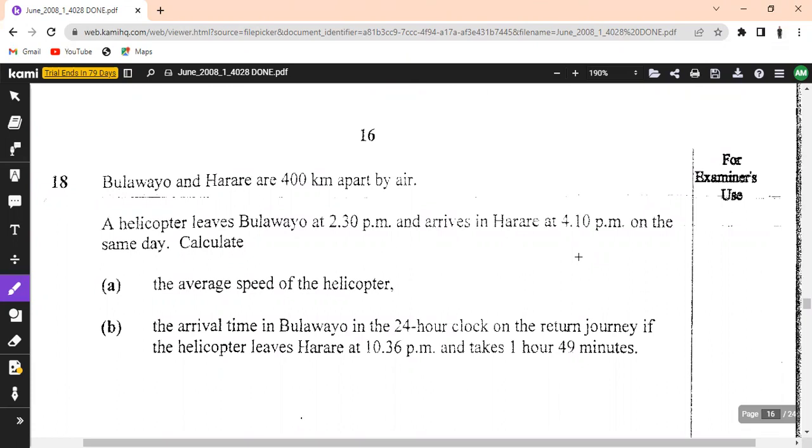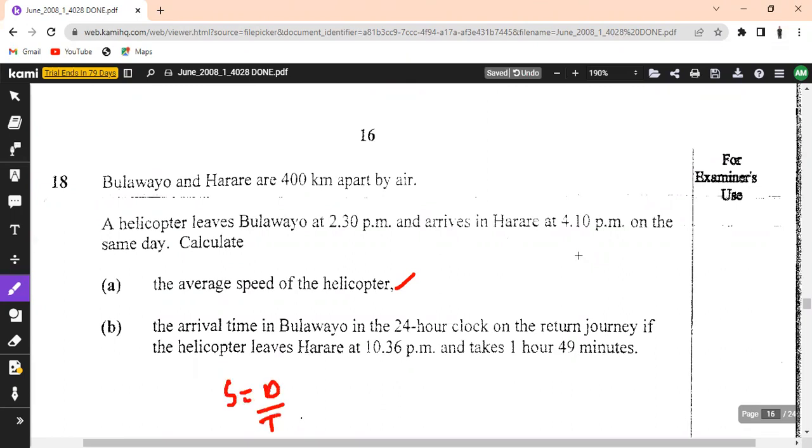Okay, by air, it's 400 kilometers. A helicopter leaves Harare at 2:30 p.m., arrives in Harare at 4:10 p.m. on the same day. Calculate the average speed of the helicopter. Okay, so we need the time. Remember that speed is equivalent to distance over time.